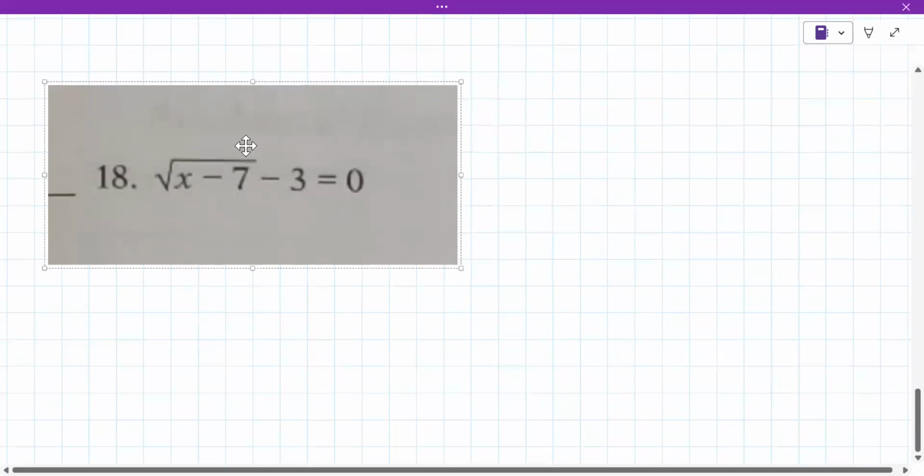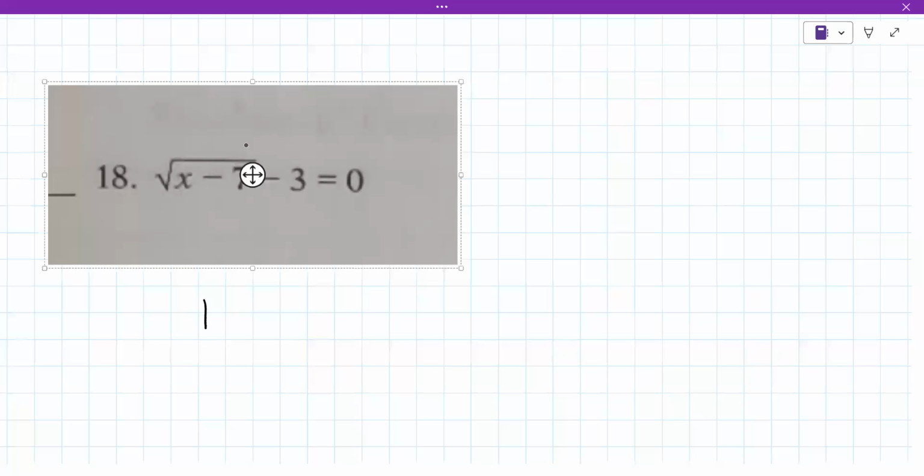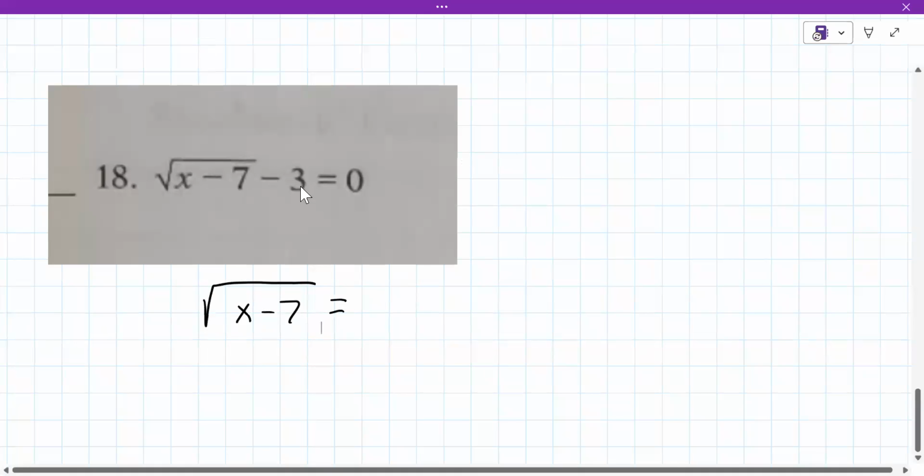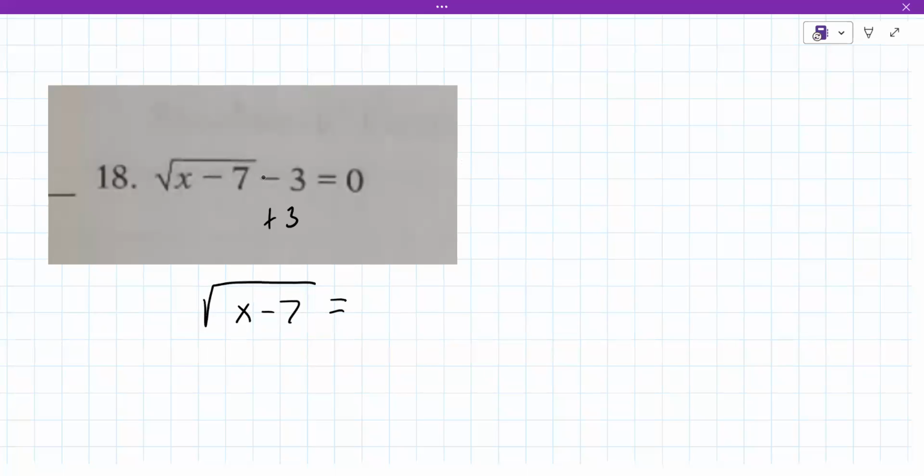All right, so this problem should have come before the previous one. This one's a little bit easier. You want to first isolate the square root of x minus 7. Okay, so to do that, you have to undo this subtraction by 3. How do you undo subtraction by 3? You add it. You add three. Add 3 to both sides.